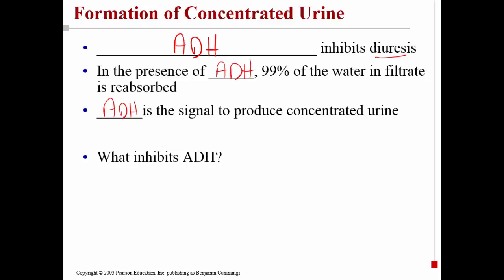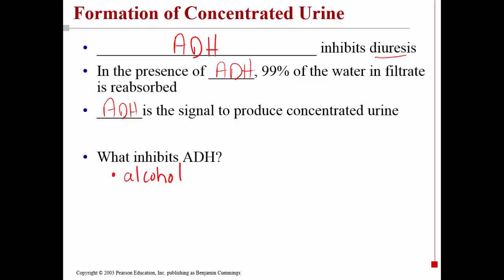So what kinds of things inhibit ADH? Well, alcohol, and many of you might know this. When you drink alcohol, it inhibits antidiuretic hormone, which means that copious amounts of water are released in the urine. And often the next day, people are very thirsty because they're dehydrated.